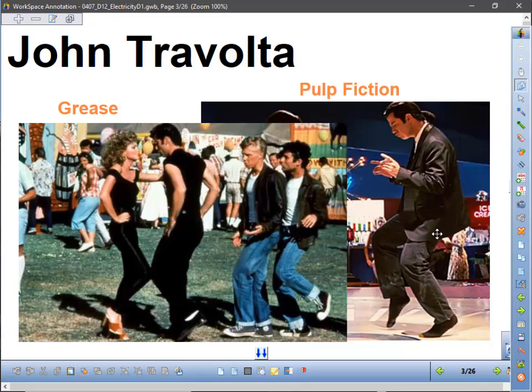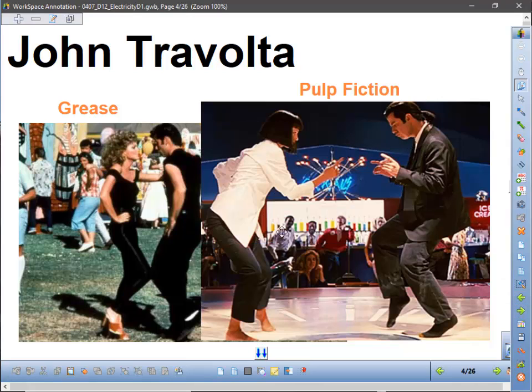I want you to try something out. First, I'm going to talk about this guy, John Travolta. If you haven't heard of John Travolta, this is him. He was in a movie called Grease a long time ago. He was in another movie called Pulp Fiction. He seems to be dancing a lot in his movies, but he also runs around with a gun and kills people too.